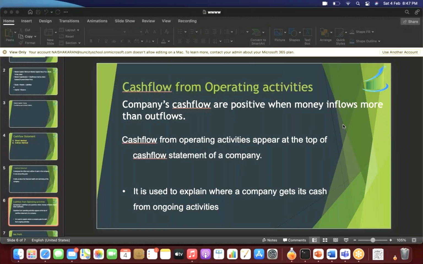Correct, correct. Yes. So this much we know, that the inflow of cash, that means the cash that we receive from our business activity, should be more than the cash paying to the business activity.